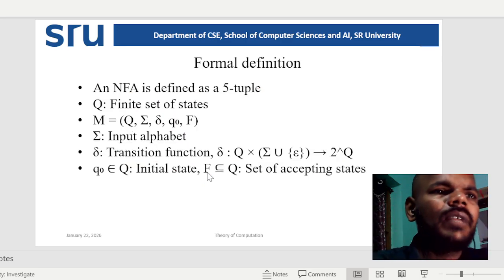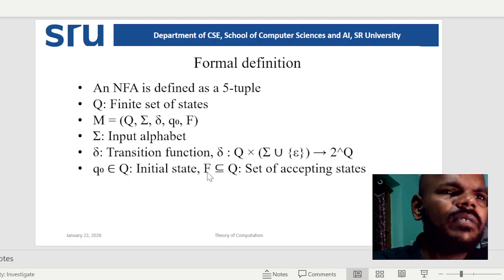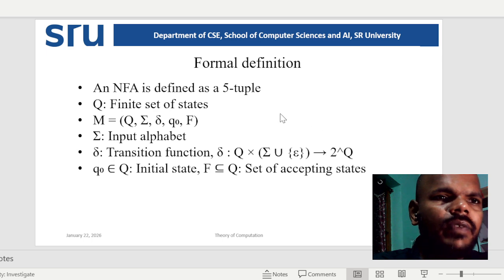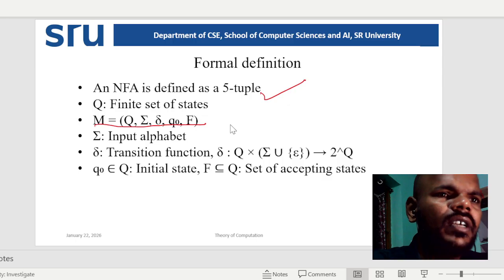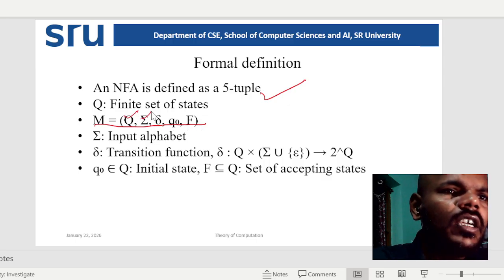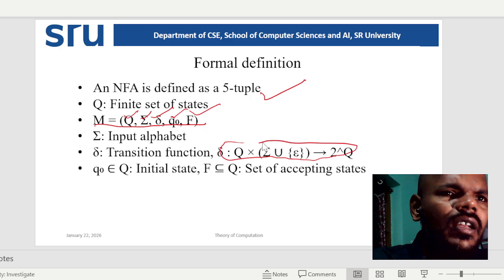Now we will discuss the formal definition of NFA. In later classes we will discuss examples of NFA and DFA, and epsilon transitions with NFA. Now NFA is defined as a 5-tuple entity: Q, Σ, δ, q0, F, as discussed in the finite automata. These are all common to the automata also. The only change is the transition function. Remaining things are all the same.